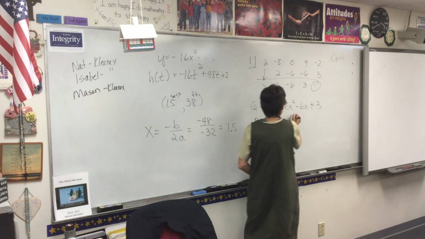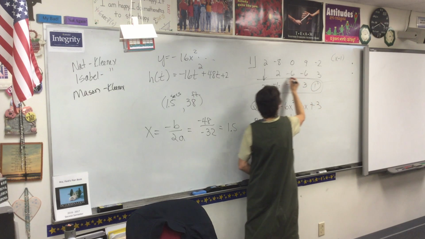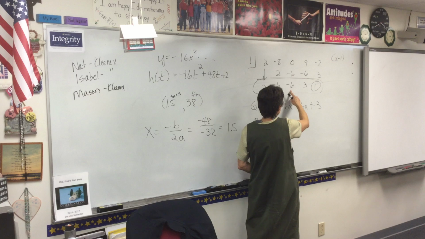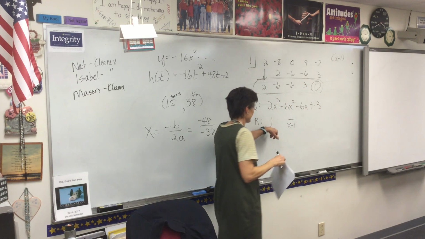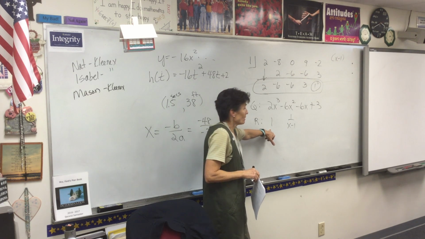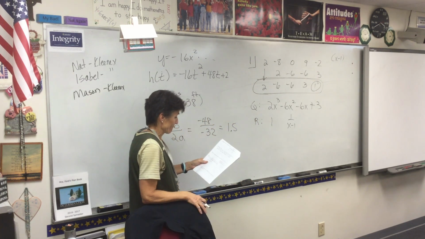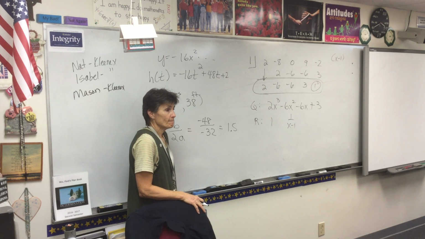Or, if you want to put 1 over x minus 1, you can. Here's my division line right here. So 2x cubed, 6x squared, 6x, and 3. And then there's my remainder right there. That 1 is my remainder. Or you can write that if you want. All right?